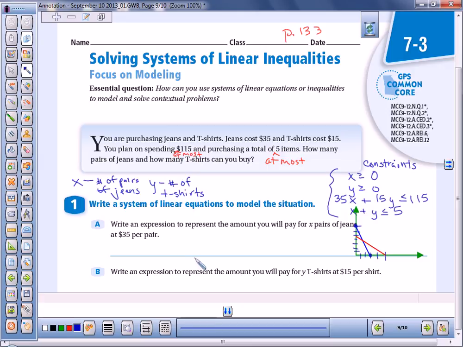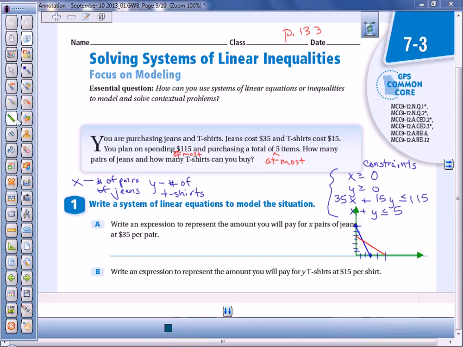Let me switch to my handy dandy highlighter. You can highlight that region. So that's my solution region. Okay? Anything in there would work.